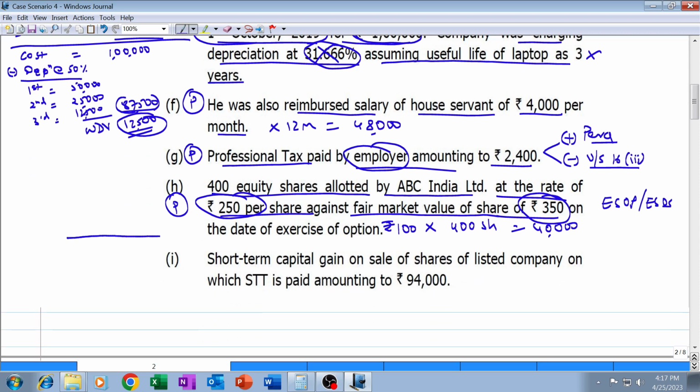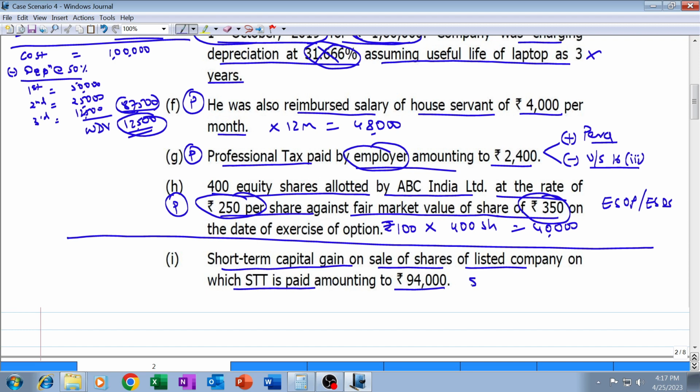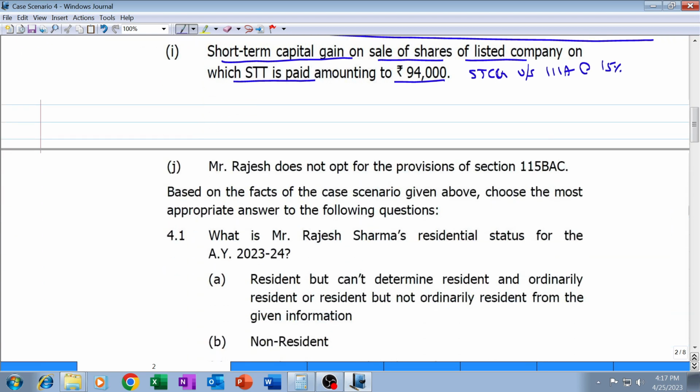Then salary is over. Short-term capital gain on sale of shares of listed company on which STT is paid amounting to 94,000. This is short-term capital gain chargeable to tax under section 111A at the rate of flat 15%. Further, Mr. Rajesh does not opt for provisions of 115BAC. In case he opted for 115BAC, then he would not get deduction of standard deduction, professional tax, etc. Rest all will remain the same. So he is not opting for 115BAC. Therefore, standard deduction and professional tax both will be allowed.